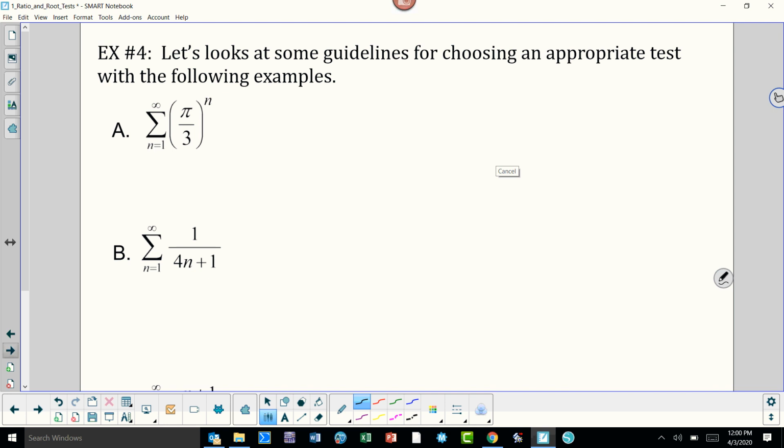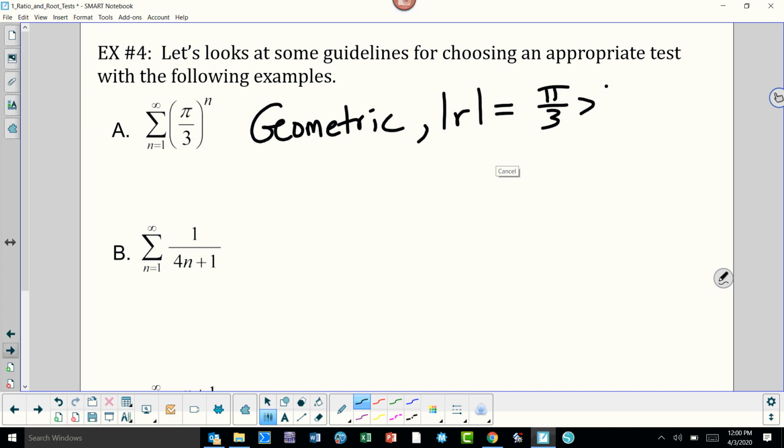If we look at A, you should immediately notice that this is geometric. So the first thing I do is say, this is geometric, and so I would know exactly what to do to handle it. I know that the absolute value of r equals pi over 3, which is greater than 1, because pi is 3.14 something. And so we're definitely greater than 1. For geometric, that means the series diverges.